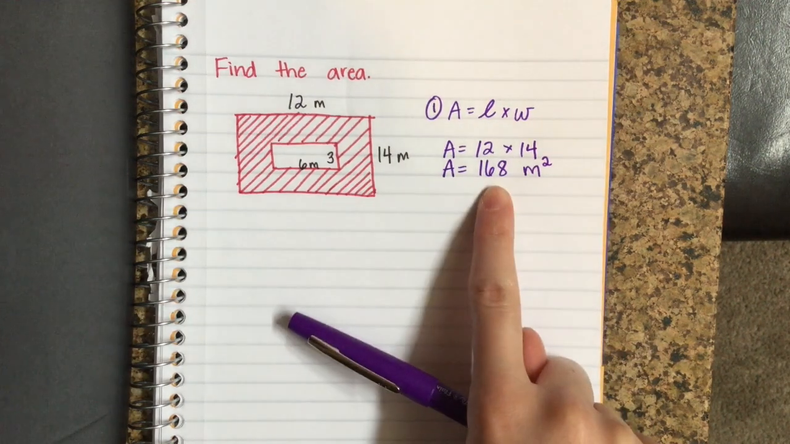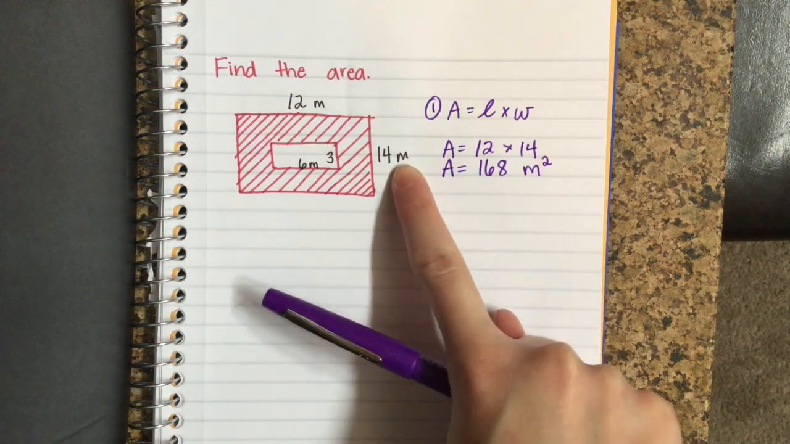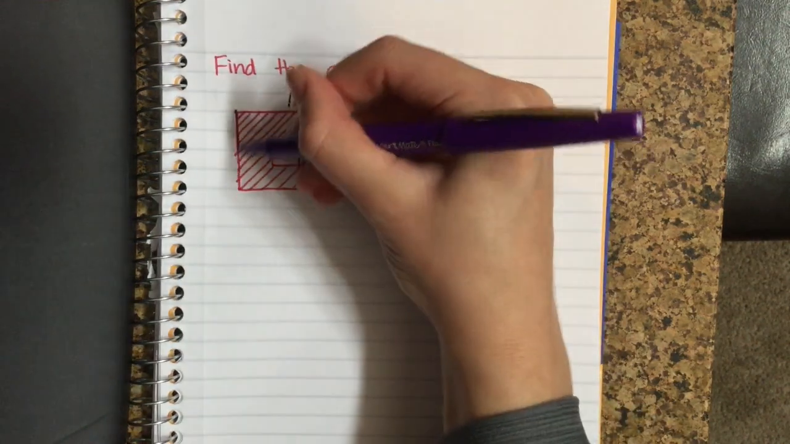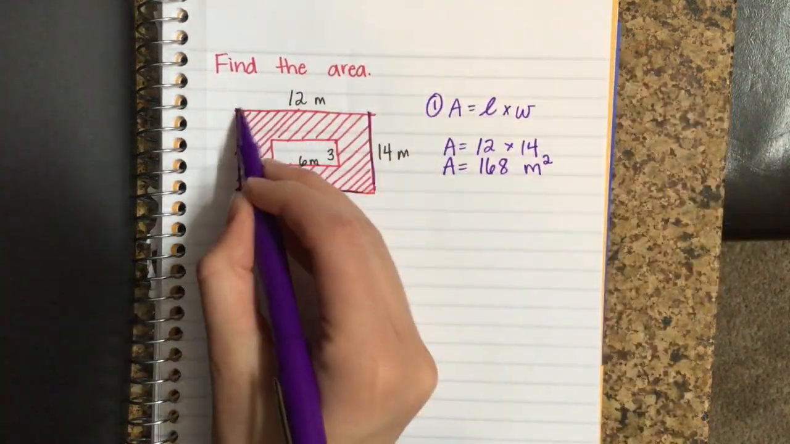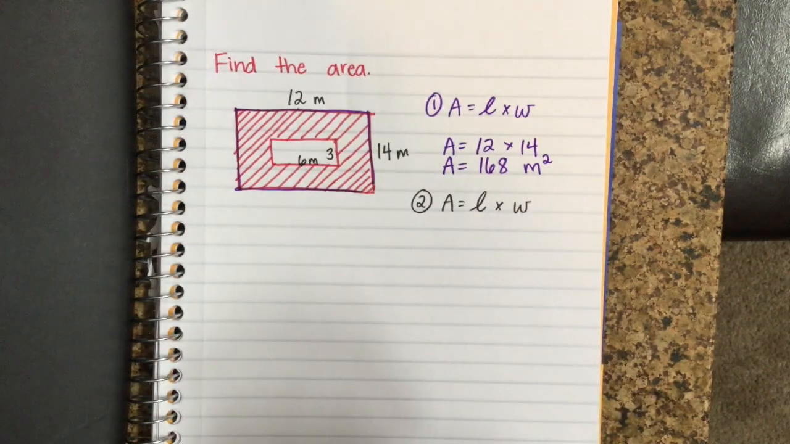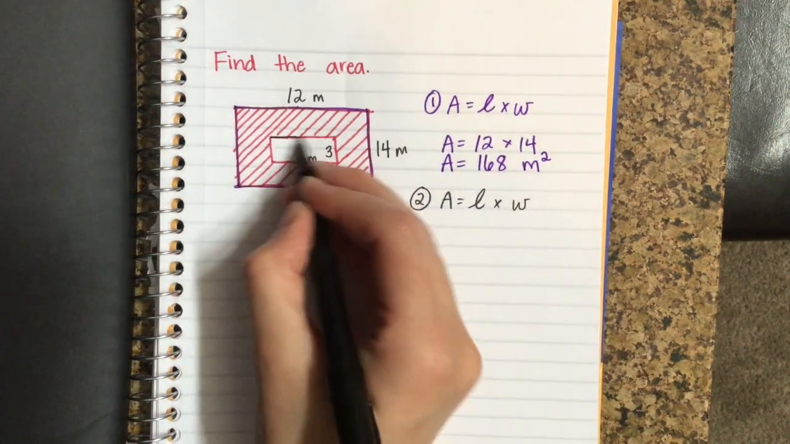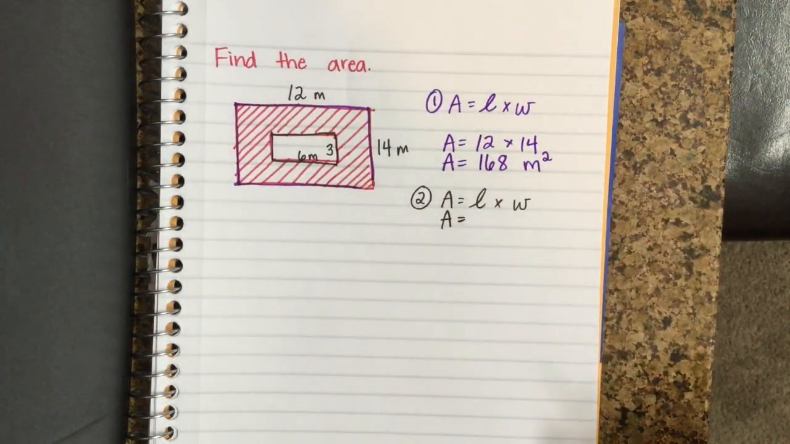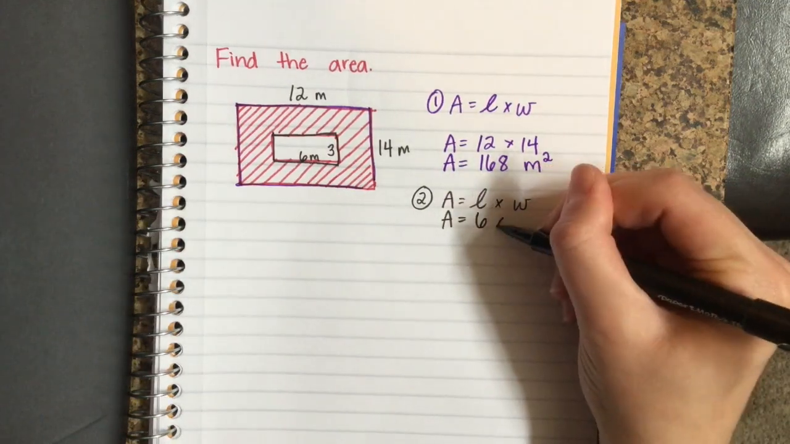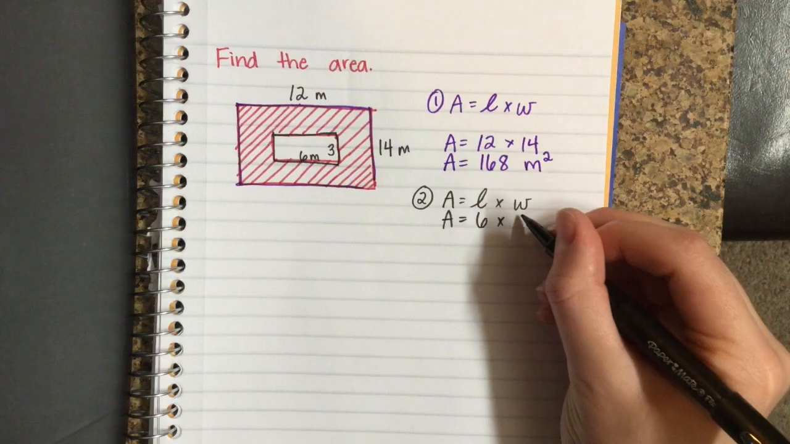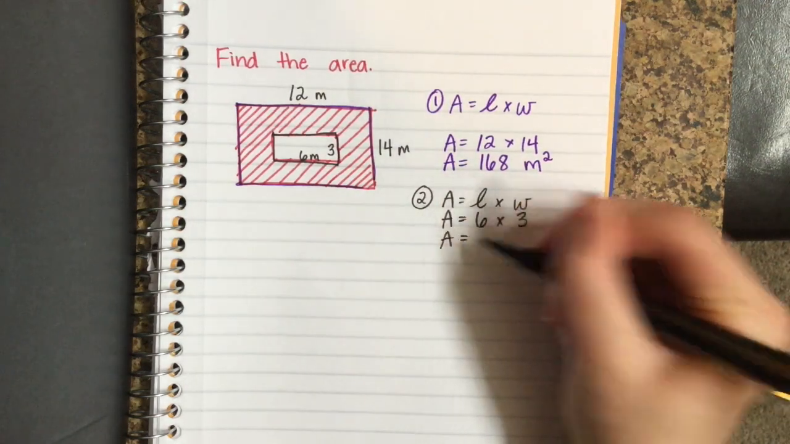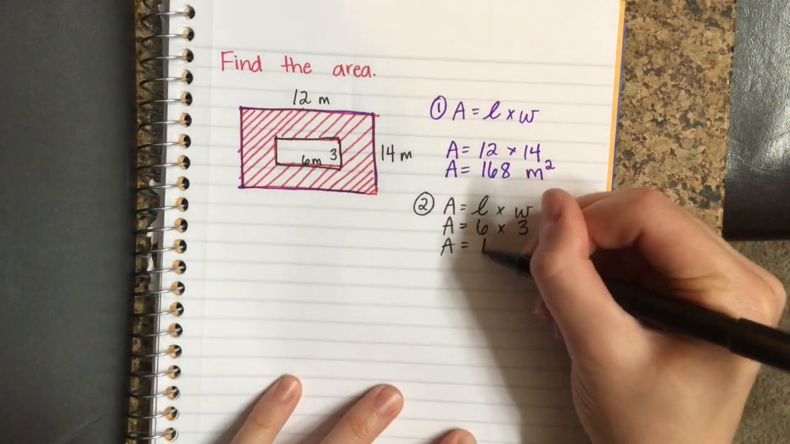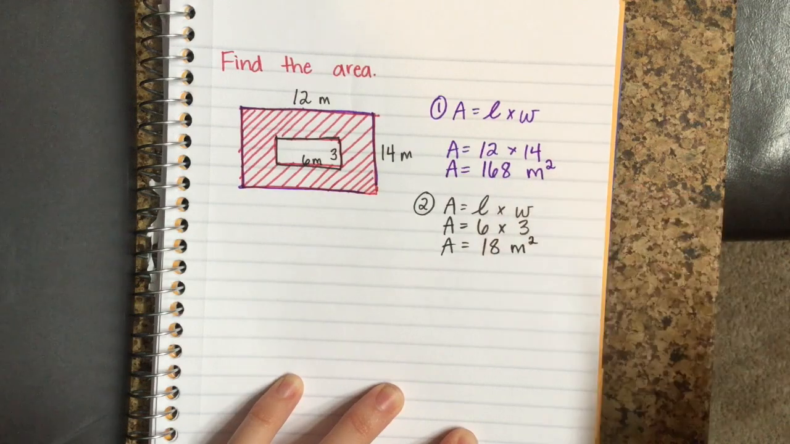What you should have gotten is 168, and I forgot to add my units, but we're just going to do meters. So 168 meters squared is the area for this big rectangle. Next, we're going to find the area of this tiny rectangle in the middle. So our formula is still area equals length times width. Our length is 6 times our width, which is 3. And now we just multiply. So 6 times 3, we would get 18 meters squared.